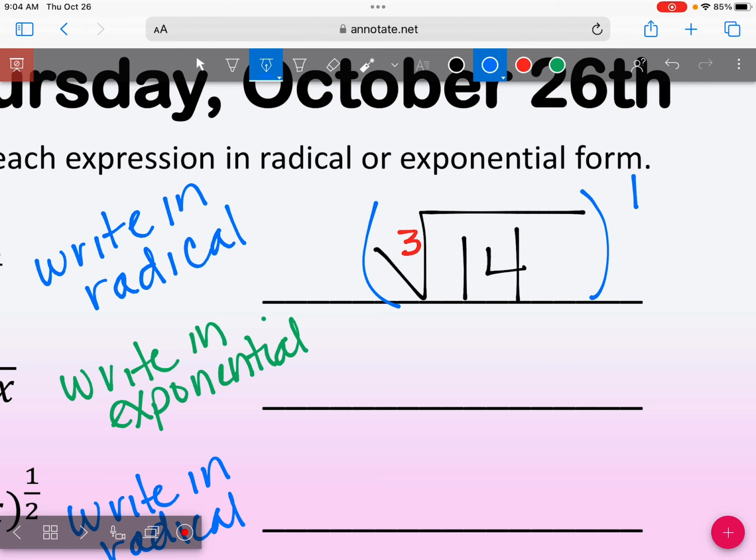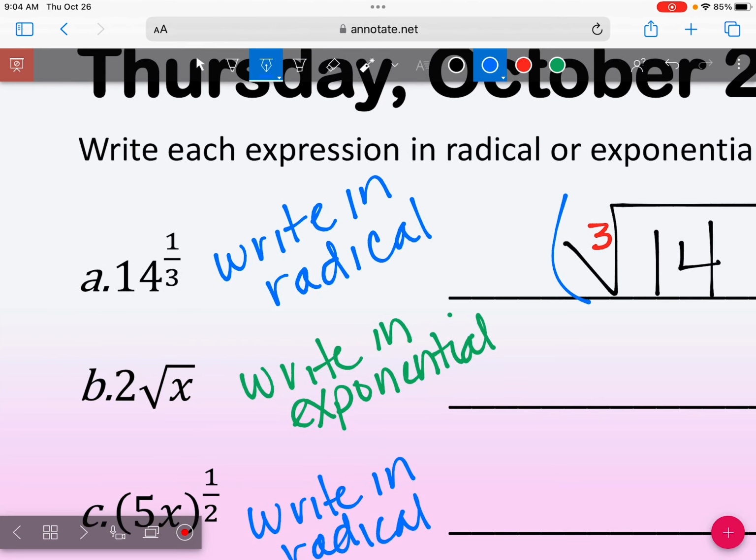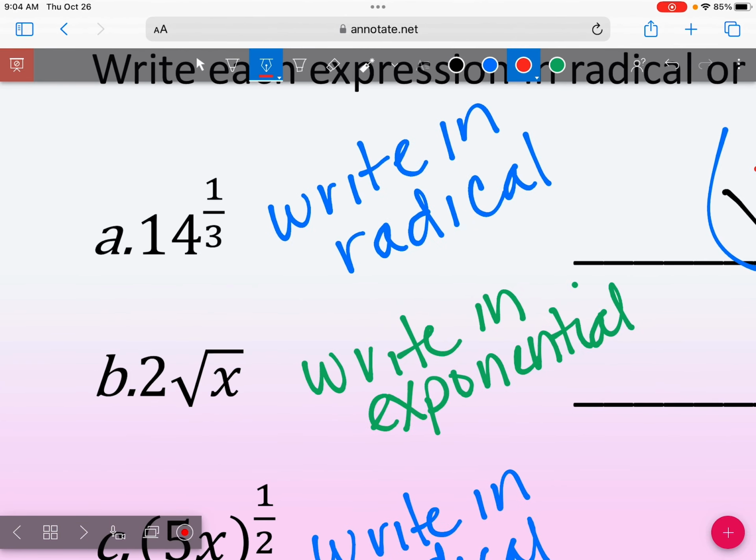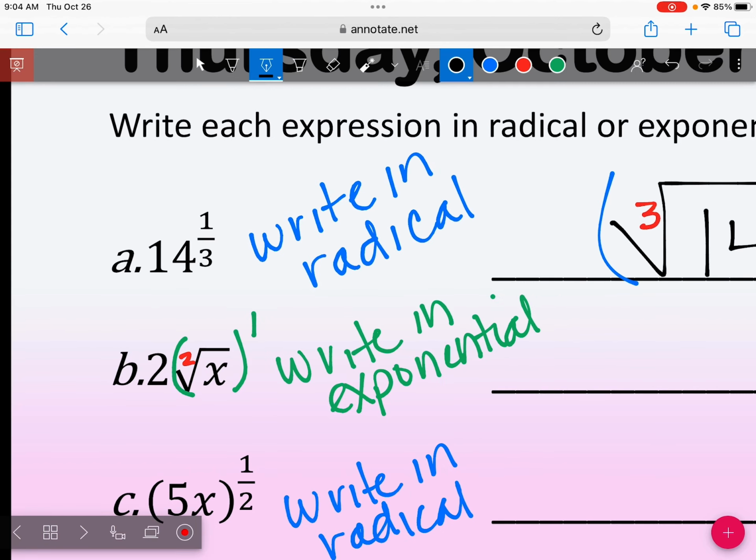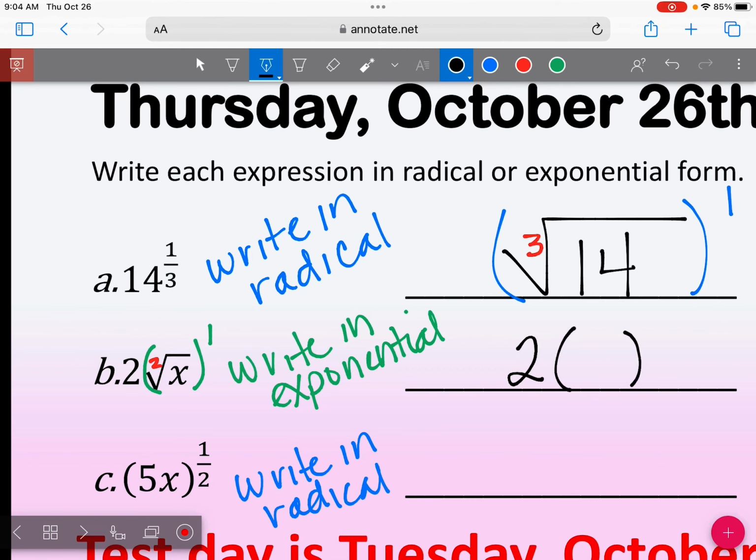For question B, there's an invisible 2. If you don't see a number in the hook, it's because it's 2. And there's also a power of 1 on the outside. But what's important is that you understand that 2, and then you make your parentheses. The only thing that goes inside of the parentheses is what's under the radical. So the 2 is not going to go inside, just an x. And it's to the power of 1/2.